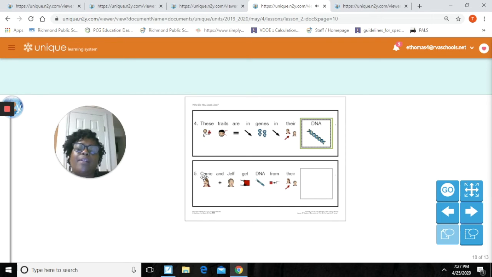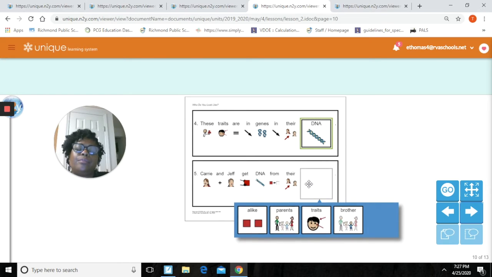All right, number 5 says Carrie and Jeff get DNA from their, let's see what our choices are, alike, parents, traits, brother. We have to figure out which word makes sense in the sentence. Carrie and Jeff get their DNA from their alike. Does that make sense? No, so we need to put in an imaginary X there. Carrie and Jeff get DNA from their parents. Does that make sense? Well, that makes sense. Let's put an imaginary check there.